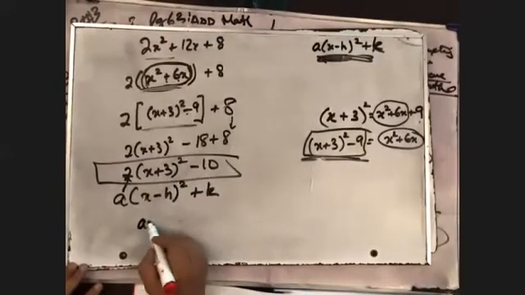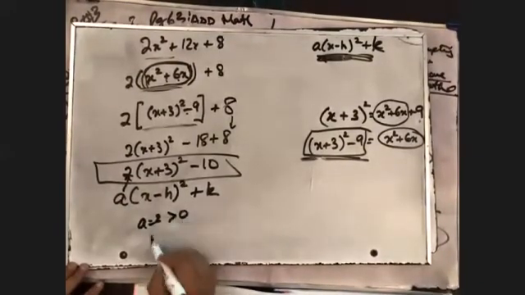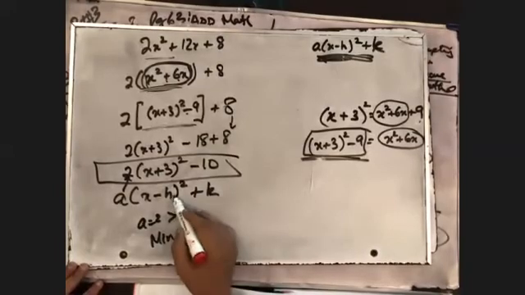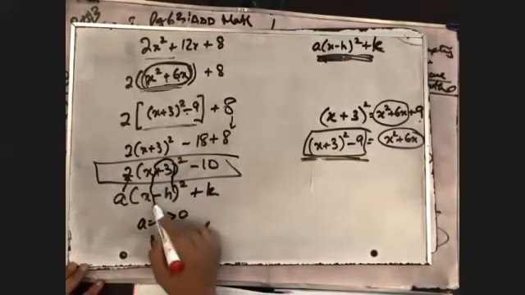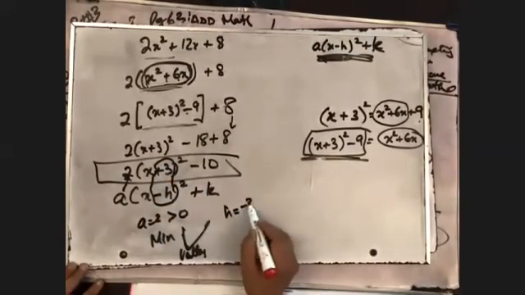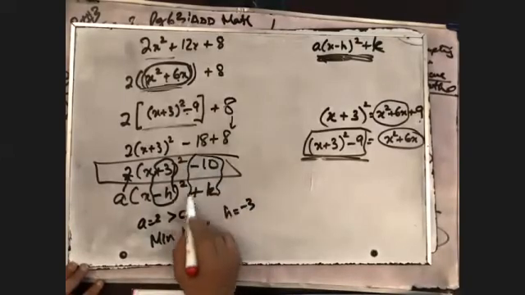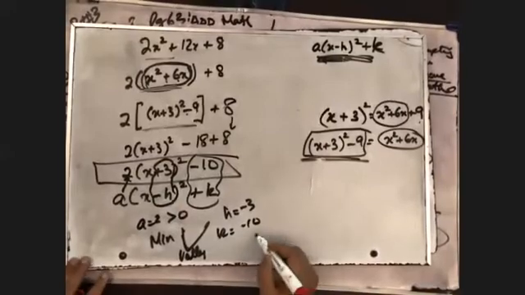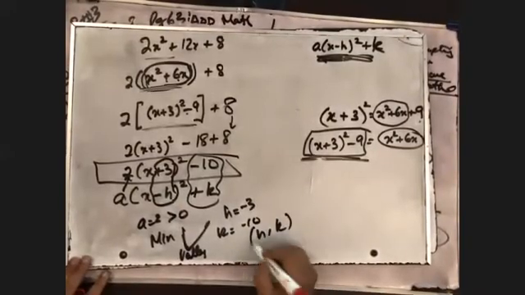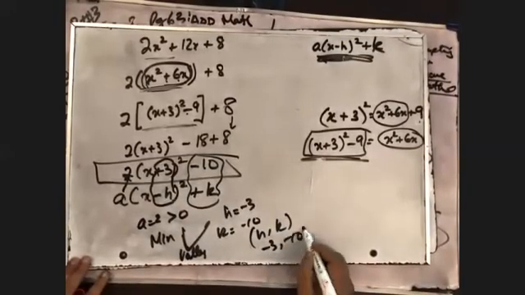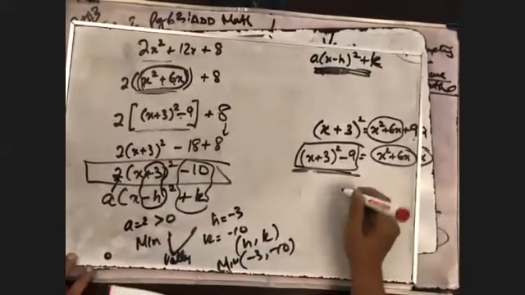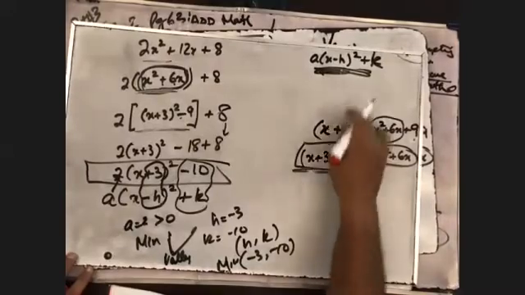a takes the value of 2, which is greater than 0, so it's a minimum point confirmed, a valley. h takes the value of minus 3, and k takes the value of minus 10. h comma k, minus 3 comma minus 10, is the minimum point. Now I need to go to the curve and find where my minimum point can be.